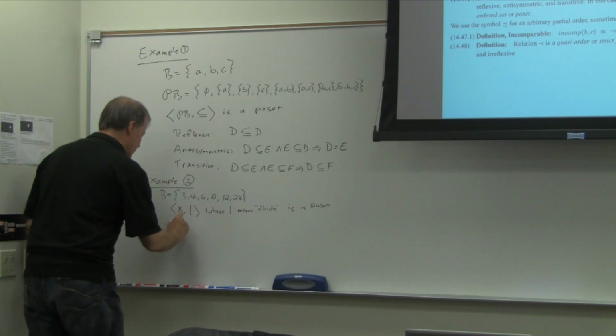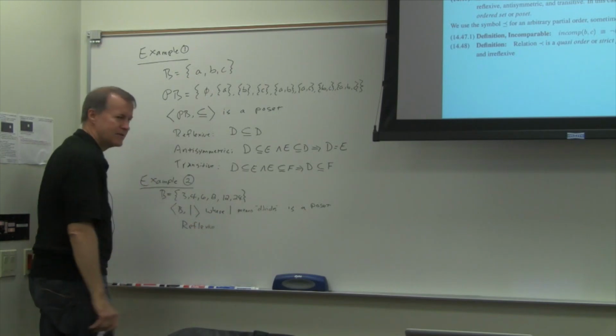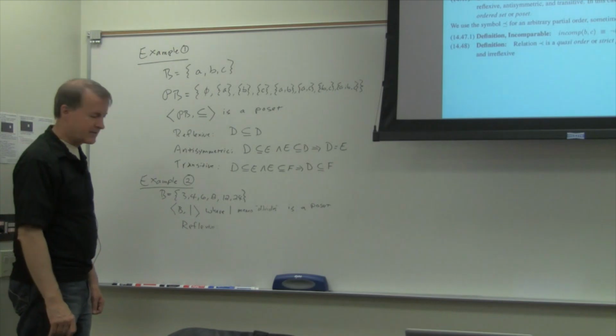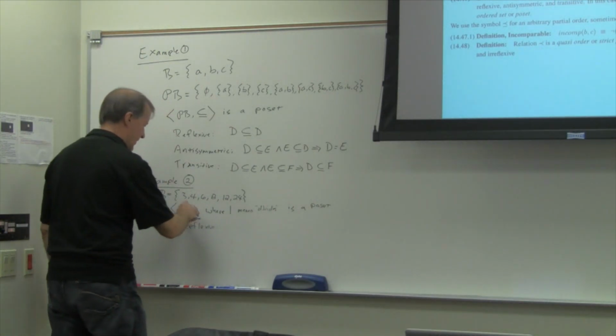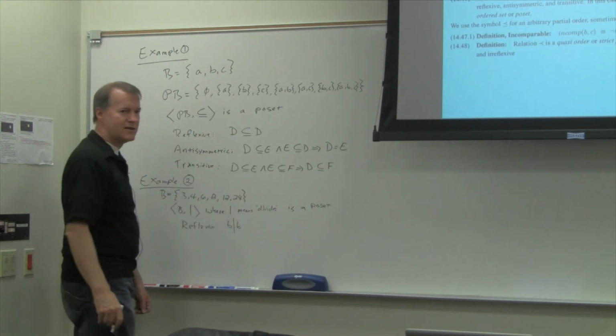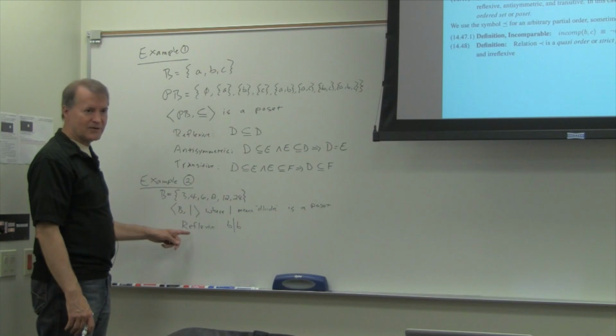So what do we have to check to make sure? Reflexive. Is it reflexive? What does it mean? It means that B divides B. Any one of these little B divides B. Well, does any number divide itself evenly with no remainder? Yeah. Okay, so that's reflexive.